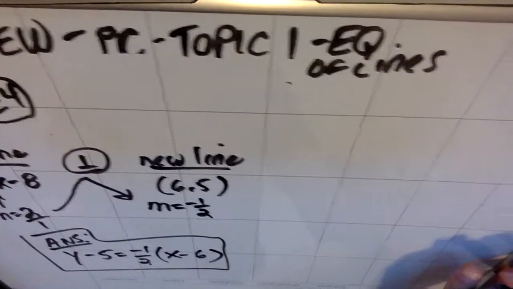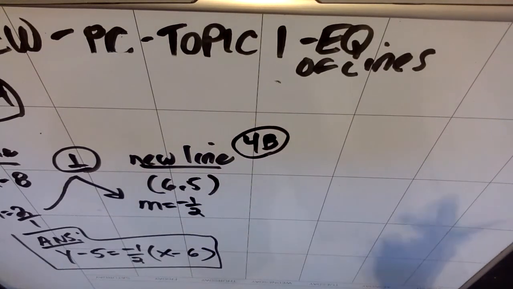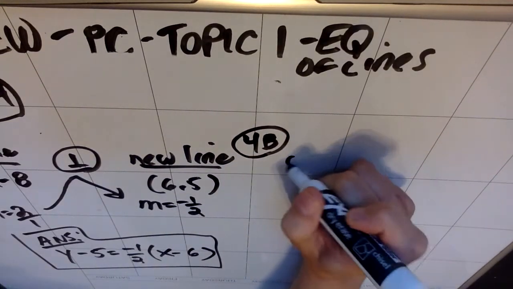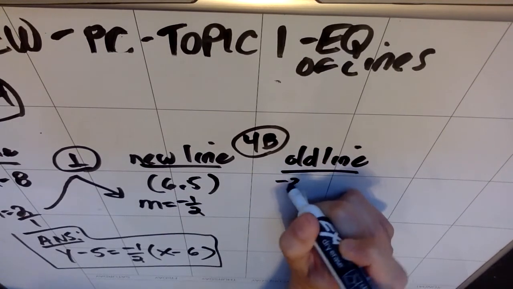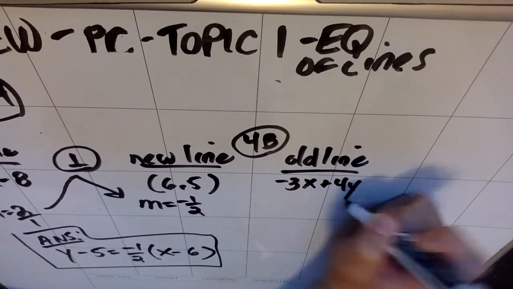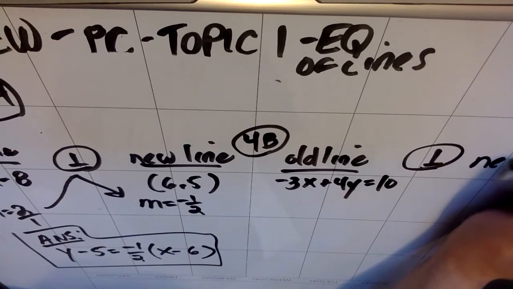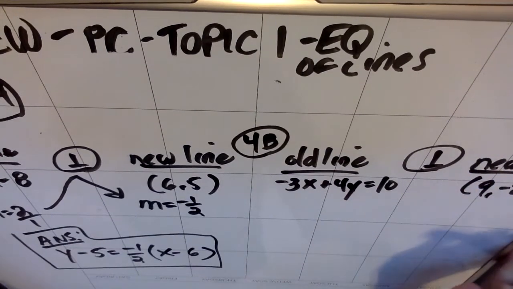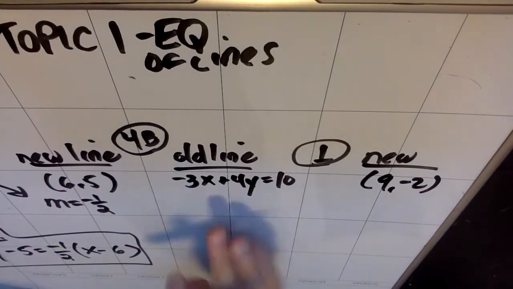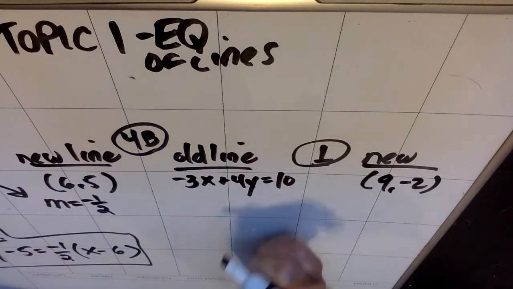If I come over here and try and squeeze in my 4b, it's the same concept, but just like we saw in example 3, this time I'm going to make you do a little bit of solving. So my old line in 4b is -3x plus 4y equals 10, and it's perpendicular to some new line that has the point 9, -2, right? So here we go. So the first thing I have to do is identify the original slope so that then I can do that whole flip slope change sign thing.